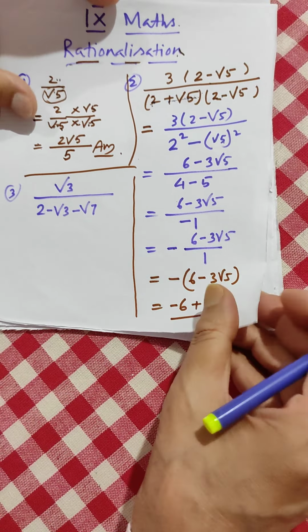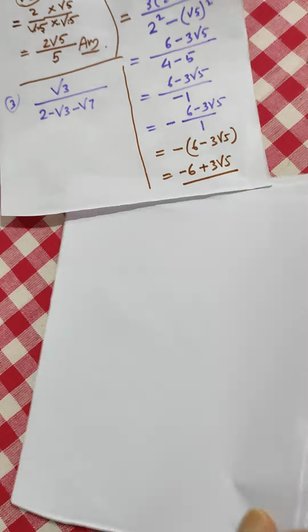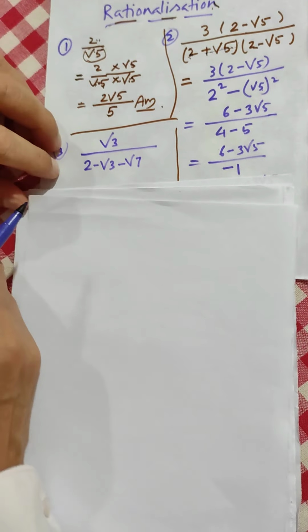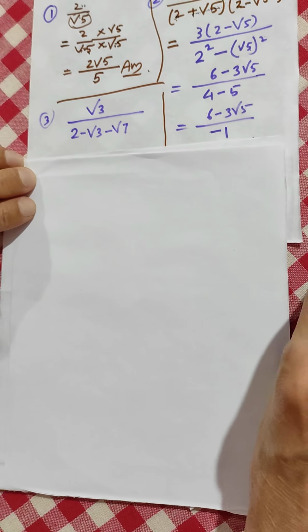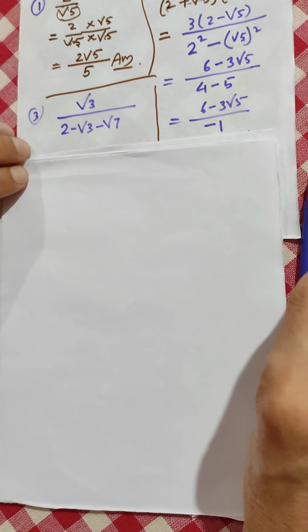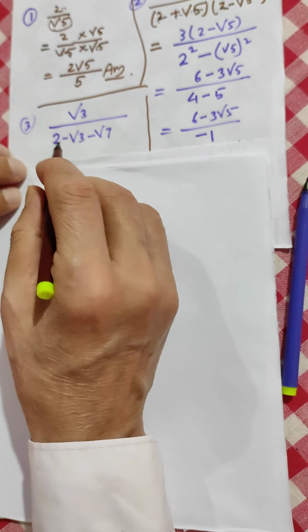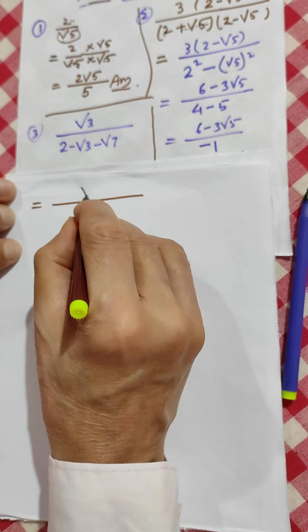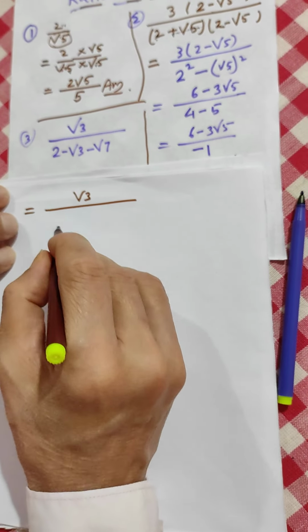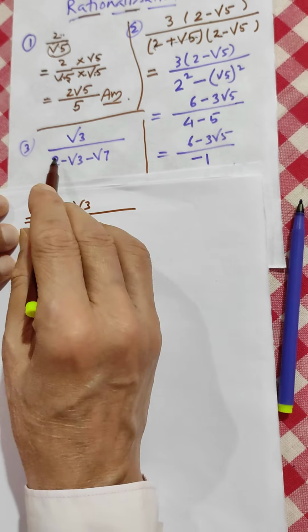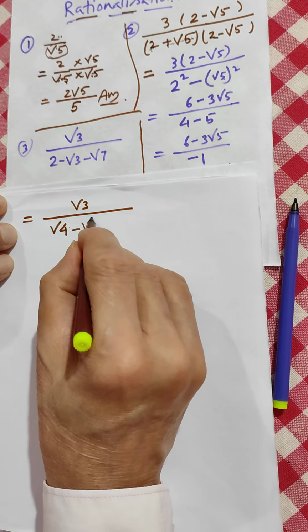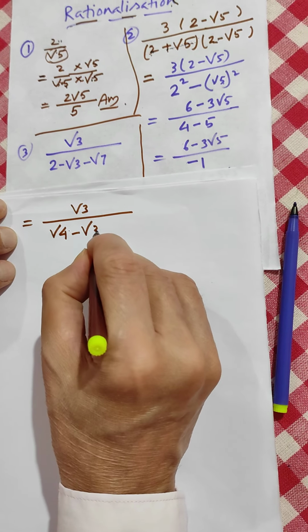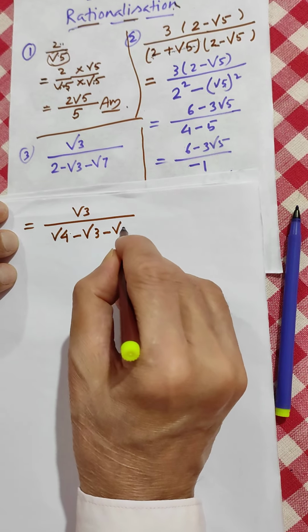Now in case of 3 terms you have to do a little thinking. Okay, it is like this. Now here you have to see, so this one is actually root 3. Now 2 is root 4. 2 is the square root of 4. 3 is root 3, minus this is root 7.